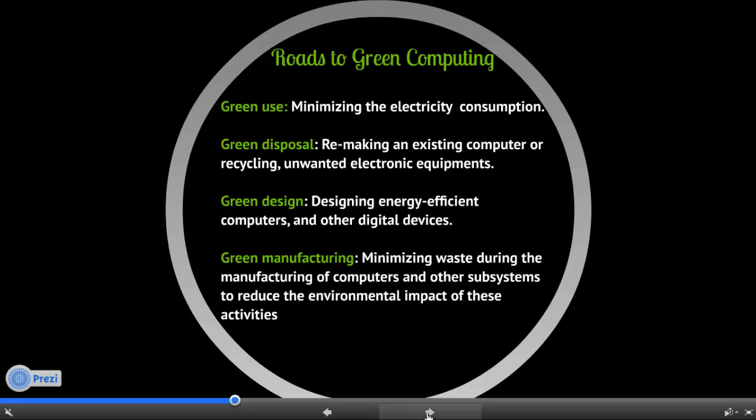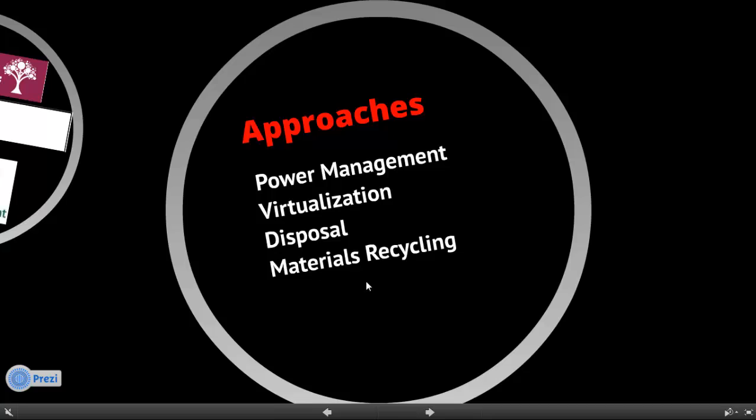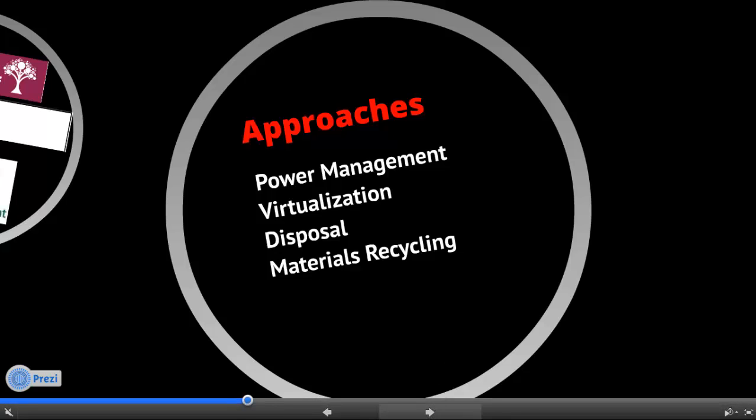The great manufacturing company VIA Technologies in Taiwan is going green now and making even more energy efficient products. What are the approaches? There are many different approaches to go green. Due to time constraints, I gave only 4 approaches: power management, virtualization, disposal, and material recycling. Disposal and material recycling will be handled by another teacher.